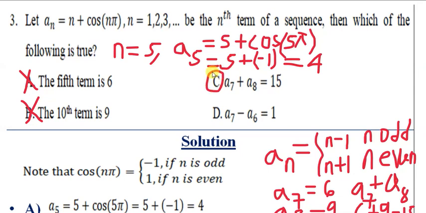This is the right answer. Therefore, this is actually X, because A7 is 6 and A6 is 7. This becomes 6 minus A6, because it is even, therefore it gives us 7. 6 minus 7 gives us minus 1. It is not positive 1, it is minus 1. Therefore, this is also X.